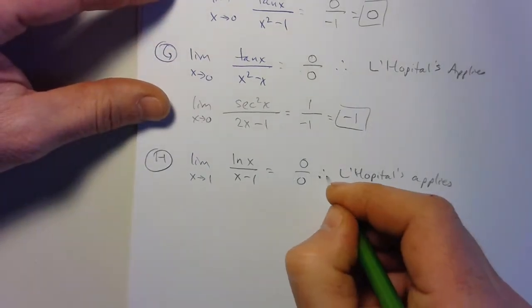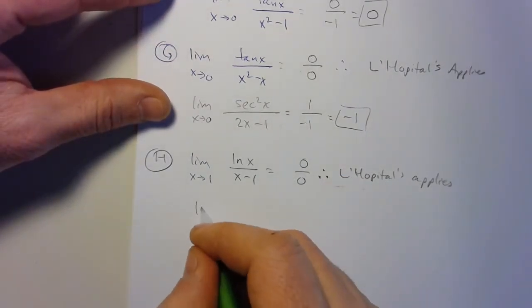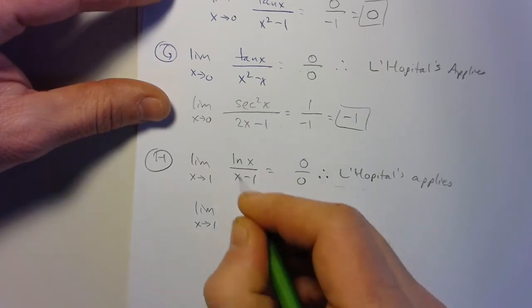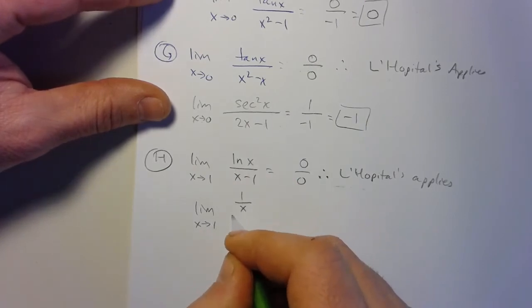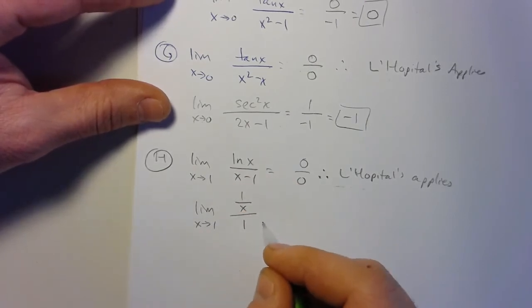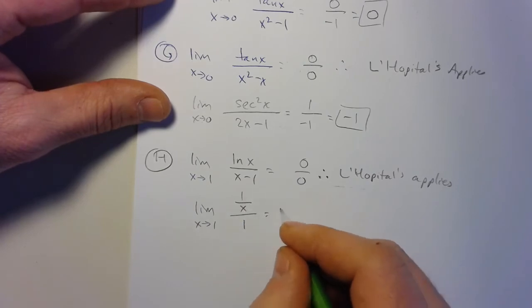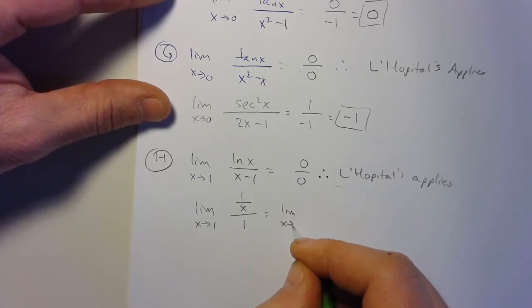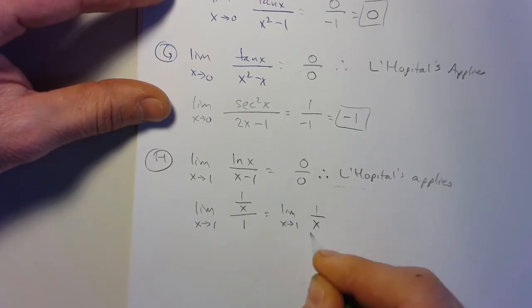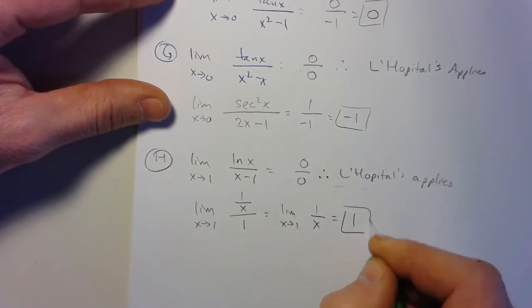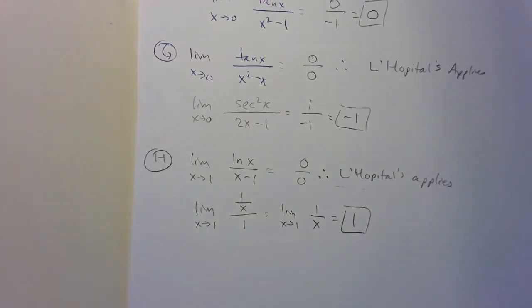So L'Hopital's applies. I can then take my derivative of the top and the bottom. Derivative of ln is 1 over x. This is 1. When I simplify this, let me write this out, 1 over x. If I plug in 1, my limit is 1. So that one's pretty straightforward and clear.